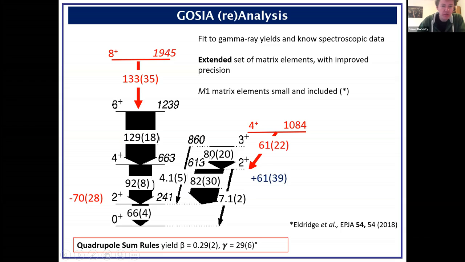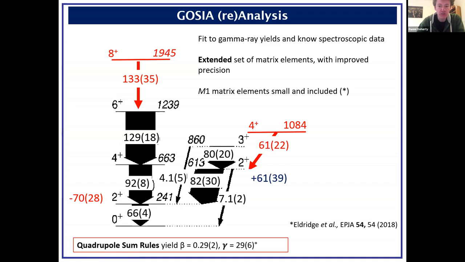I should add a note, I think, that the M1 matrix elements, in principle, we can determine the mixing ratio from our decay data. In the case of this nucleus, that turned out not to be possible, and the reason for that was just some contaminant transition.